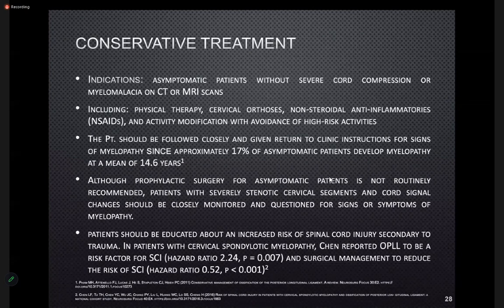Although prophylactic surgery for asymptomatic patients is not routinely recommended, patients with severe stenosis at a cervical segment and cord signal change should be closely monitored and questioned for signs and symptoms of myelopathy. The patient also should be educated about the increased risk of spinal cord injury secondary to trauma, because in patients with cervical spondylotic myelopathy, other studies reported OPLL to increase the risk for spinal cord injury with a hazard ratio of 2.24.